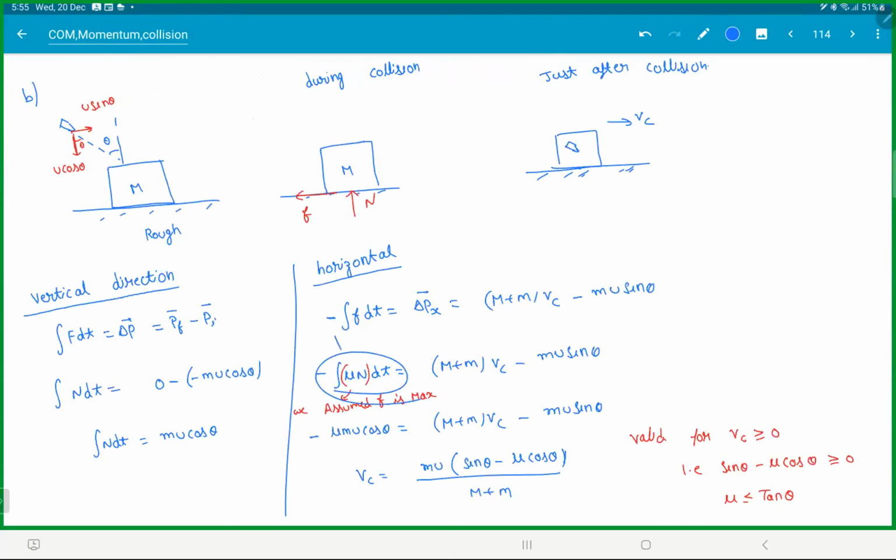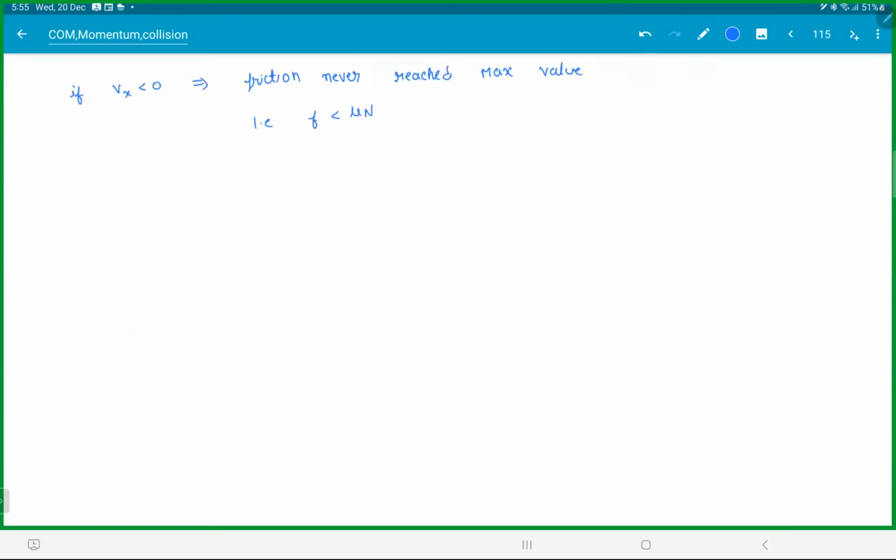So this equation actually becomes wrong. You can't write this thing. This would have been a wrong term. So you don't know F is equal to mu N. You can't assume it to be maximum. So therefore, the block never slipped. Therefore, Vc is equal to 0. So if you got Vc less than 0, it implies the body never moved. So Vc is 0. You can't have negative.